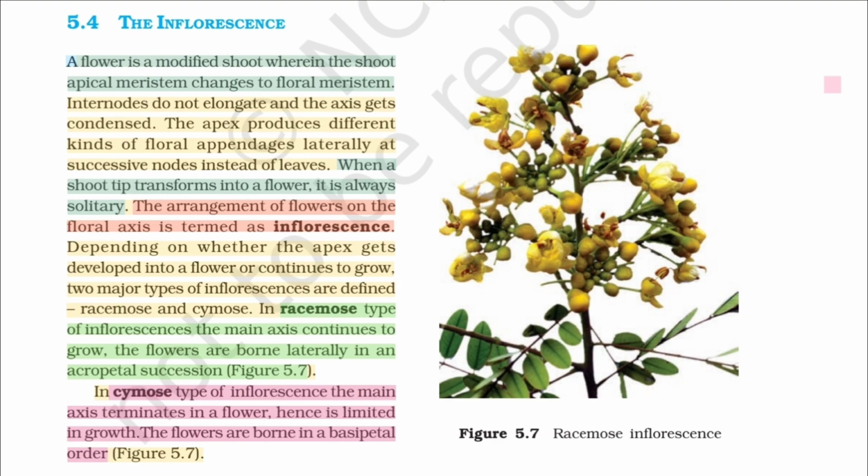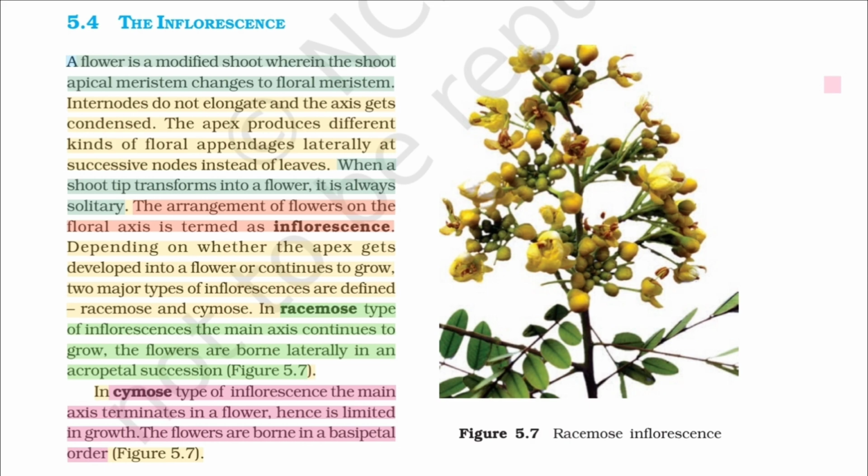5.4 The inflorescence. A flower is a modified shoot wherein the shoot apical meristem changes to floral meristem. Internodes do not elongate and the axis gets condensed. The apex produces different kinds of floral appendages laterally at successive nodes instead of leaves. When a shoot tip transforms into a flower, it is always solitary. The arrangement of flowers on the floral axis is termed as inflorescence, depending on whether the apex gets developed into a flower or continues to grow.